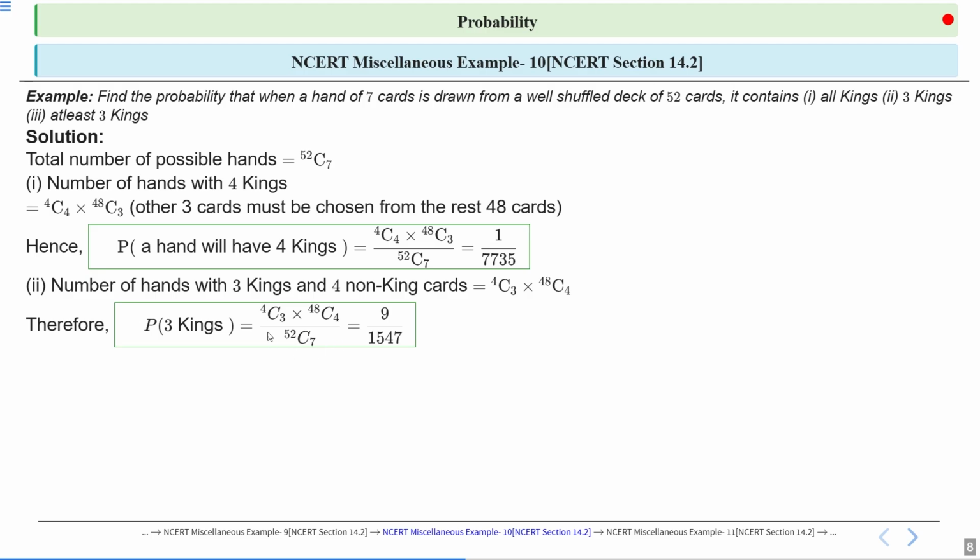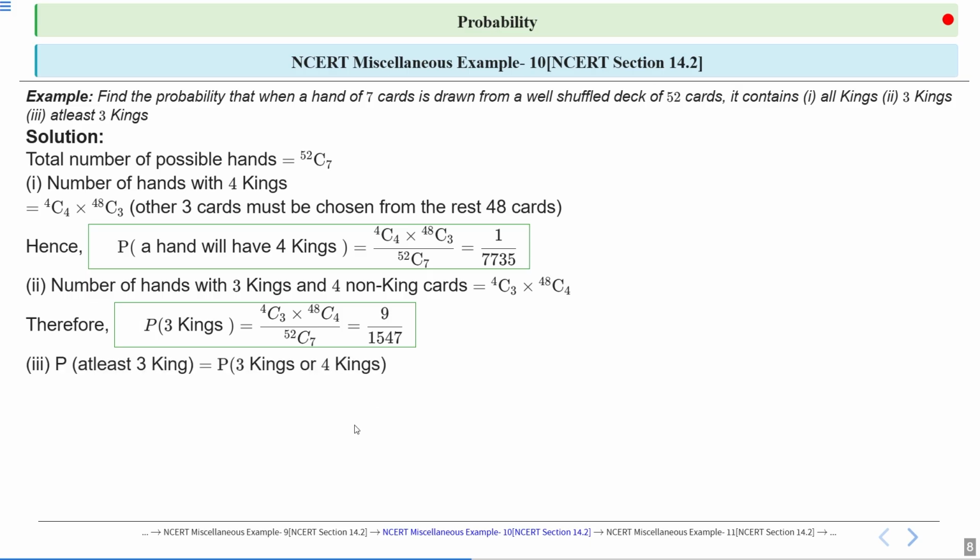Now calculate it by using the formula nCr equals n factorial divided over r factorial times (n minus r) factorial. Simplifying this, we get 9 over 1547. So the probability of 3 kings is 9 divided over 1547. Clear?